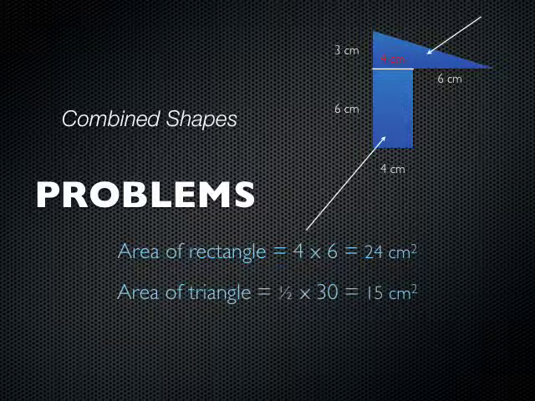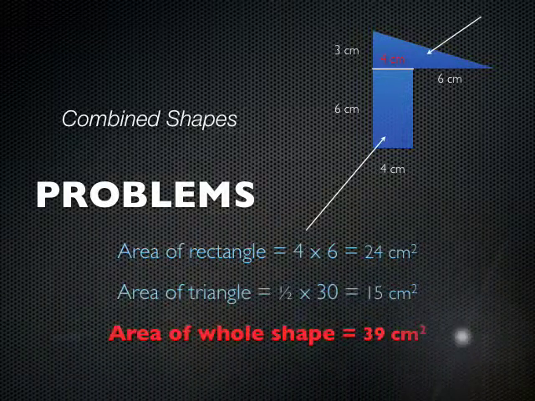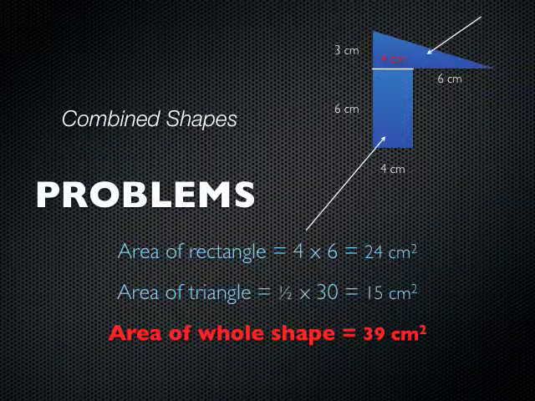So the area of a triangle is going to be half times 10 times 3, which equals 15 centimeters squared. And so we'll add those two together, the 24 and the 15, and the area of the whole shape will then be 39 centimeters squared.